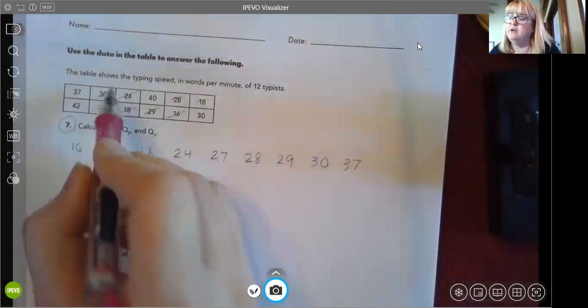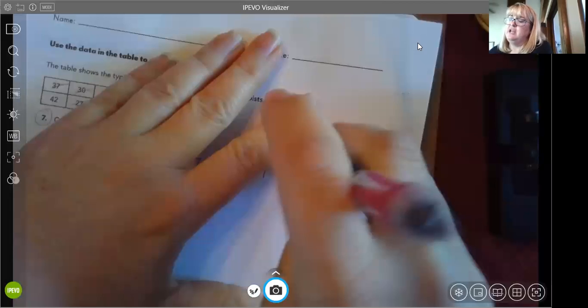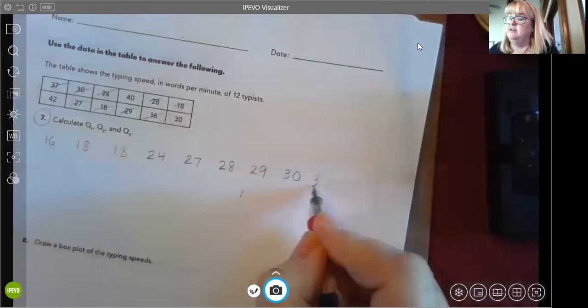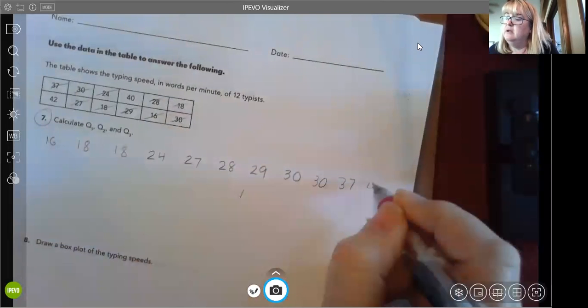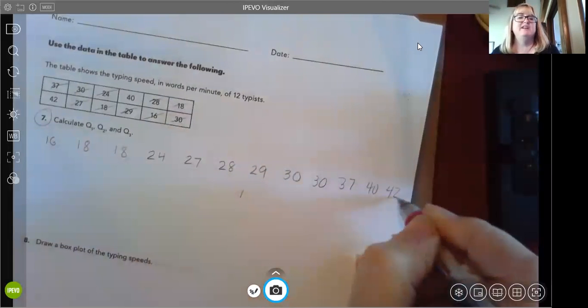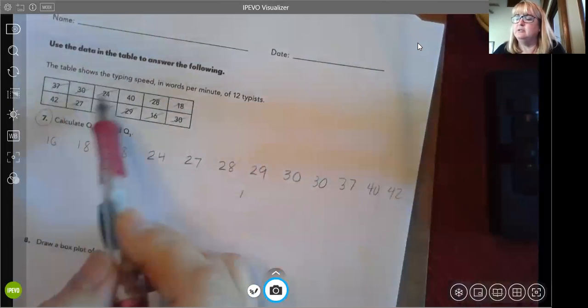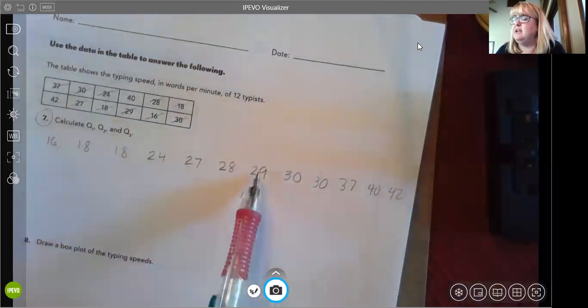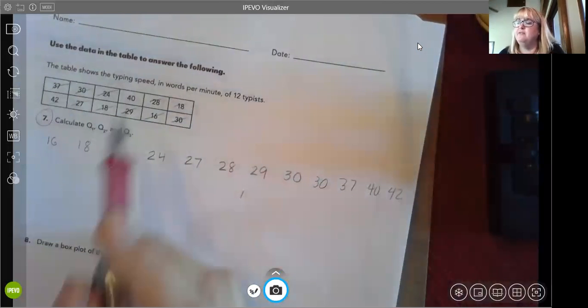30, 37, and 40. Oh, there's another 30. 30, 30, 37, and then 40 and 42. Maybe I spread it out too much. All right, I always check to make sure I wrote down all the numbers. So I've got 2, 4, 6, 8, 10, 12 numbers. I've written down 1, 2, 3, 4, 5, 6, 7, 8, 9, 10, 11, 12. All right, 12 in my list, 12 that I've written.